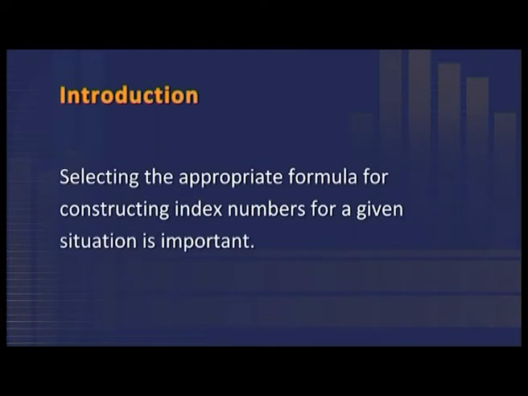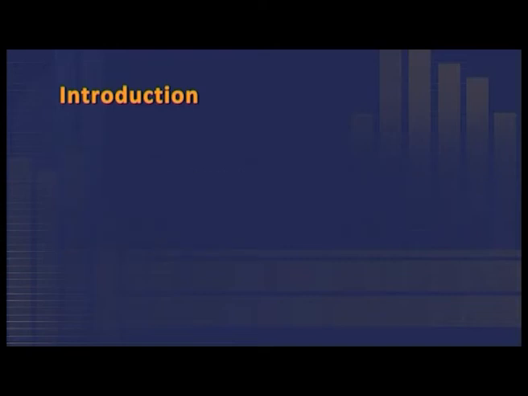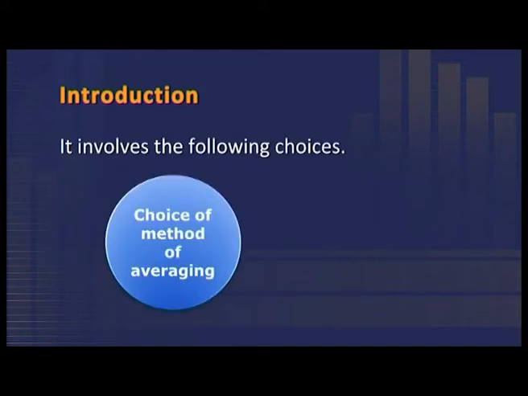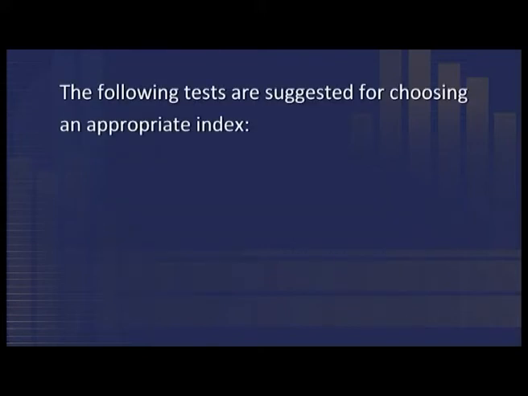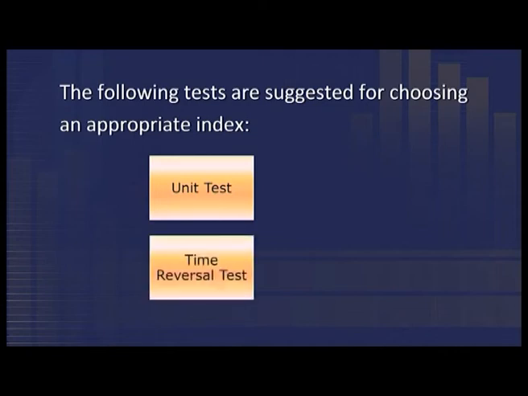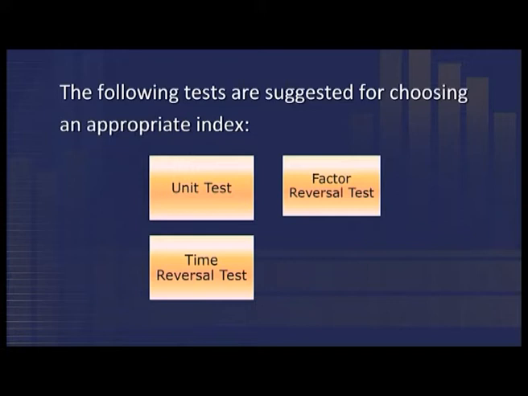The choice of a formula for the construction of index number is a two-sided problem. It involves the choice of a method of averaging as well as the choice about the system of weighting. Several formulae have been suggested for constructing index numbers, and the problem is that of selecting the most appropriate one in a given situation. The following tests are suggested for choosing an appropriate index: unit test, time reversal test, factor reversal test, and circular test.